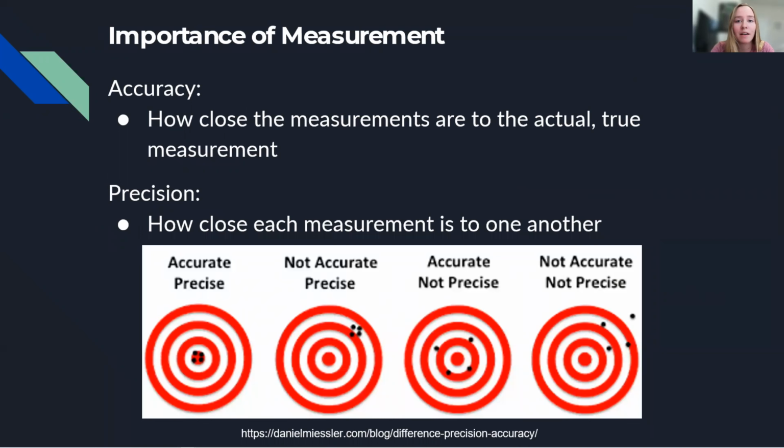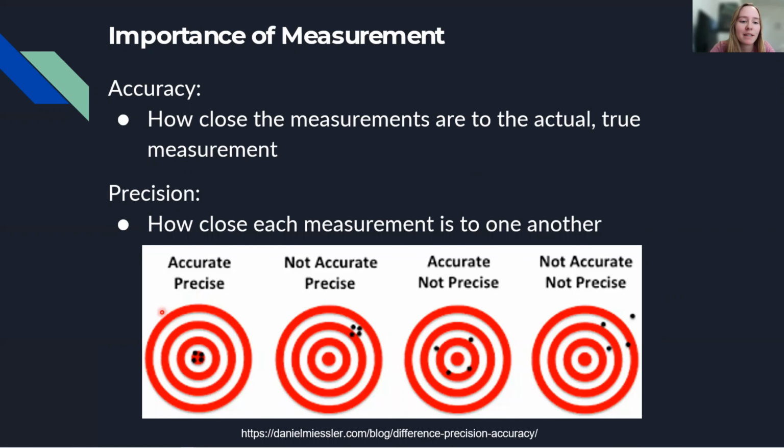So, the importance of measurement. It is important to be both precise and accurate when trying to meet specifications. So, accuracy has to deal with how close the measurements are to the actual true measurement, and precision has to do with how close each measurement is from one another.